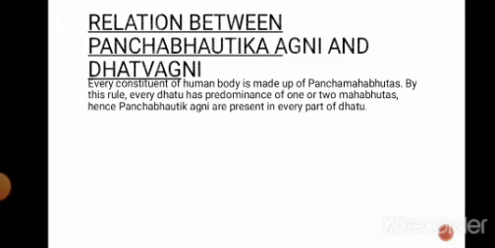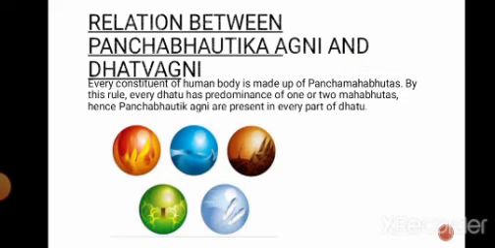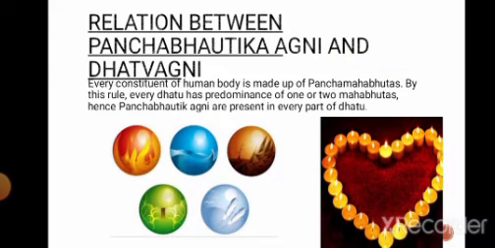Relation between Panchabhautika Agni and Dhatva Agni. Every constituent of human body is made up of Pancha Mahabhutas. By this rule, every Dhatu has predominance of one or two Mahabhutas. Hence, Panchabhautik Agni are present in every part of Dhatu. Along with Dhatva Agni, Agni of Mahabhuta present in Dhatu transforms qualities of nutrients into qualities of stable Dhatu. And also Acharya Vagbhata says that proper function of every Dhatva Agni depends on Jatar Agni. Increase or decrease state of Jatar Agni directly affects the functions of Dhatva Agni.